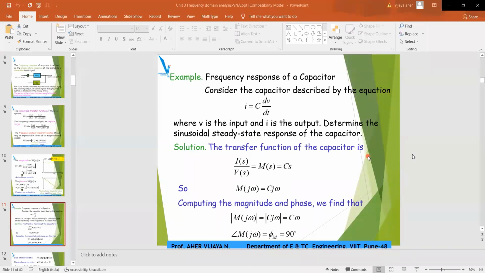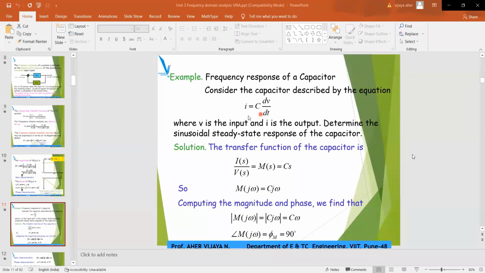Transfer function is nothing but a ratio of the Laplace transform of output to the Laplace transform of input. Now, in our example, what is input? Input is voltage, V is input, and output is current. So this I is output, this voltage is input. So the equation for capacitor current is I is equal to C into dV by dt.